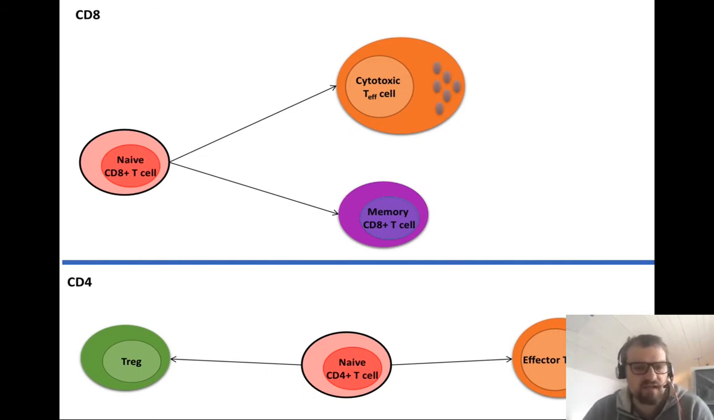Similarly, CD4 T cells, the key subset of alpha beta T cells, can differentiate into different types of immune cells. They can differentiate into Tregs, which are important in keeping the immune system in check, and they can differentiate into a range of different effector T cell subsets. On this slide I just mentioned Th1s and Th17s, but there are also Th2s, which have different roles in different types of immune responses.